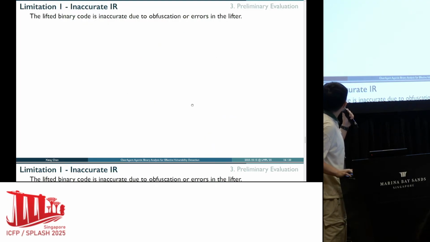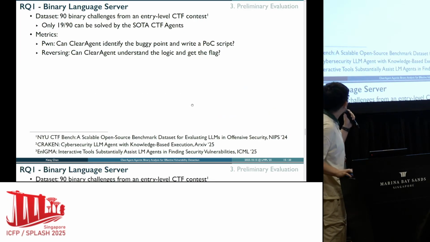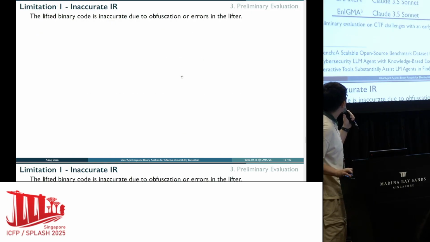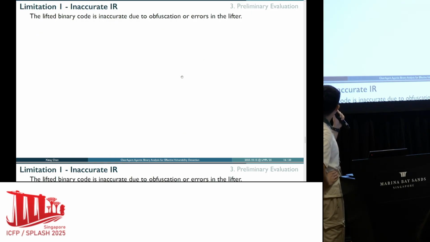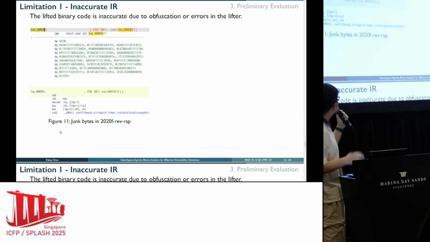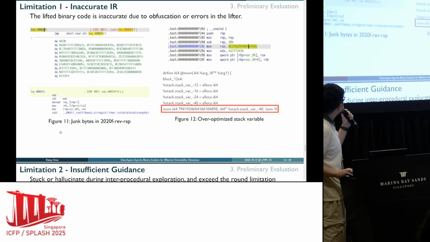There are also some unsolved challenges here, and we classify them into two limitations. The first one is inaccurate IR. The disassembly may have some obfuscation, so the LLM cannot reason about it. And the second one is lifter bugs. The lifter may have produced a wrong IR, but this can now be fixed by the synchronized query.